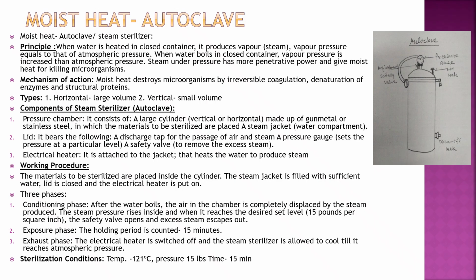In the conditioning phase, you have to set the conditions of temperature, pressure and time. That is temperature 121 degrees Celsius, pressure 15 lbs and time 15 minutes. After the water boils, the air in the chamber is completely displaced by the steam. So the steam pressure rises and reaches the desired level, that is 15 lbs pressure. Then the safety valve opens and excess steam is removed.